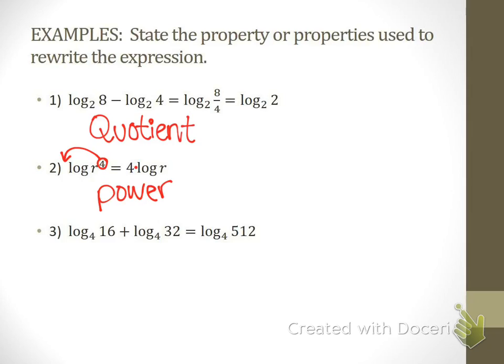And on the last one, they rewrote an addition problem. So what do you think that they used? The product property. Now it doesn't really look like it, but if we were to multiply 16 times 32, guess what we get? 512. Okay, so 16 times 32 does equal 512. So that is the product property.